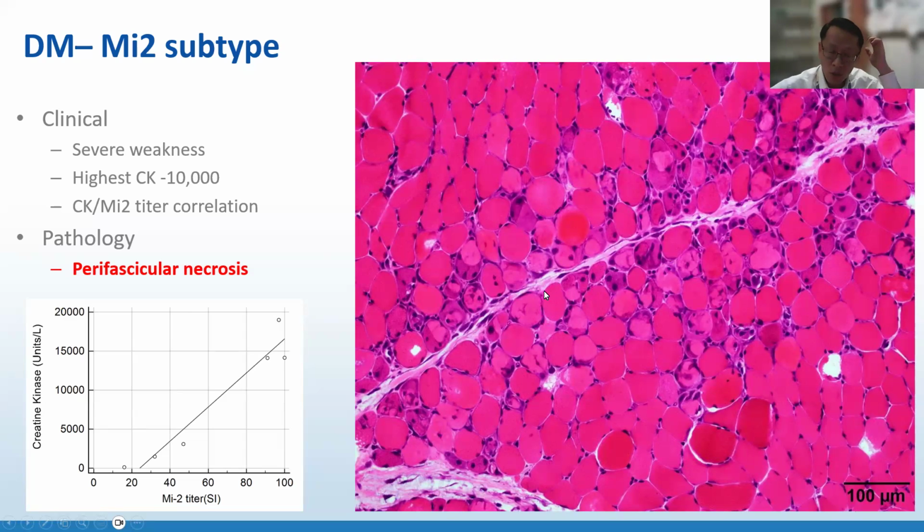Clinically, this variant is characterized by the most severe weakness among all the dermatomyositis patients, and they have the highest CK, often more than 10,000. And there is a tight CK and MI2 titer correlation, as you see in this figure here. This is from my own study in juvenile dermatomyositis patients. The patients with high titer of MI2 have very high CK levels, and patients with low titer have low or normal CK levels.